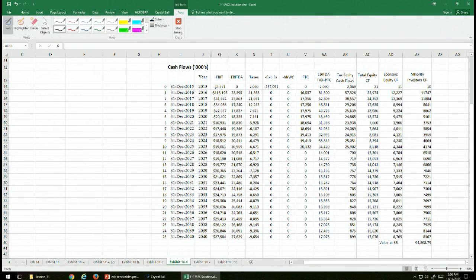All right, let's look at the cash flows. And in this particular case, what we start with is the total equity cash flows. In other words, that is just this minus this. That's what flows to equity after the tax equity investors get paid. This is 51%, and this is 49%.